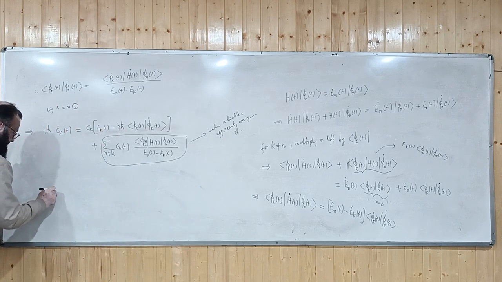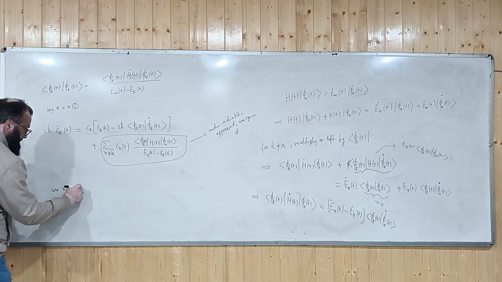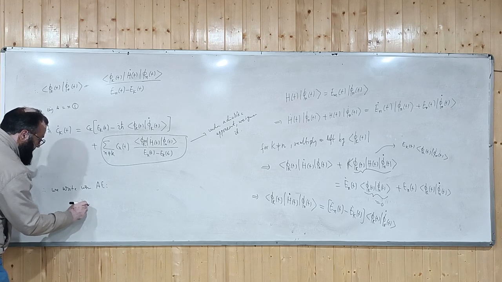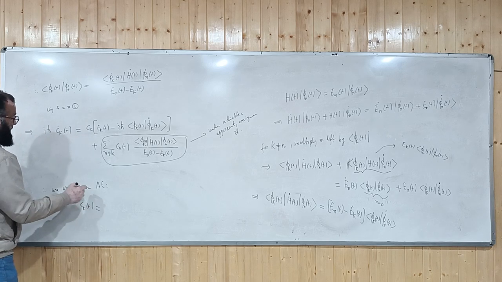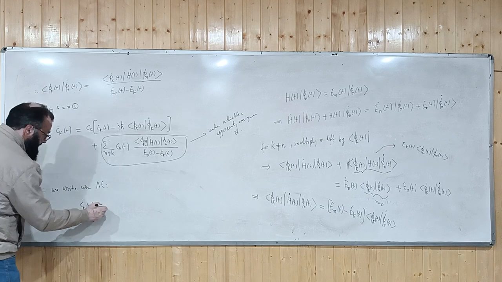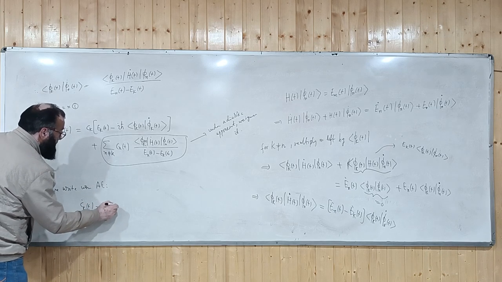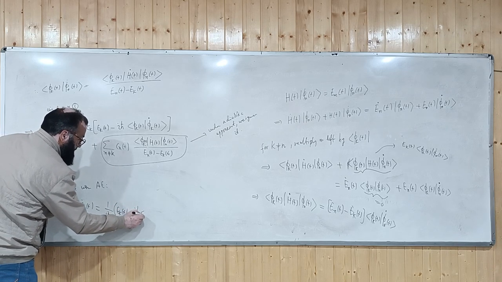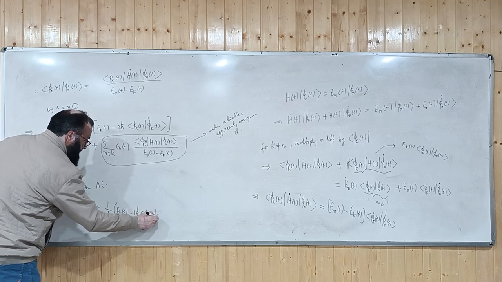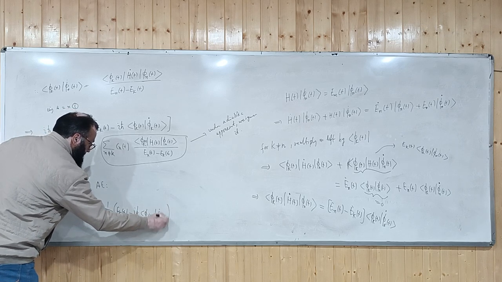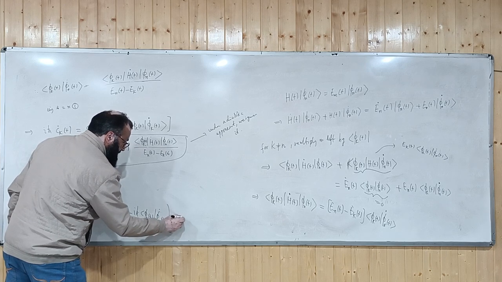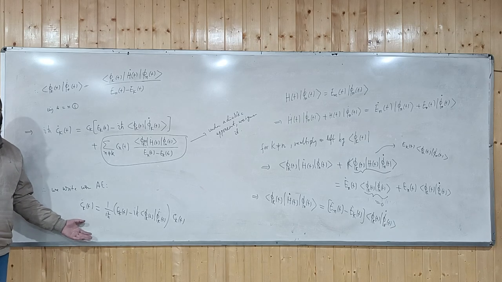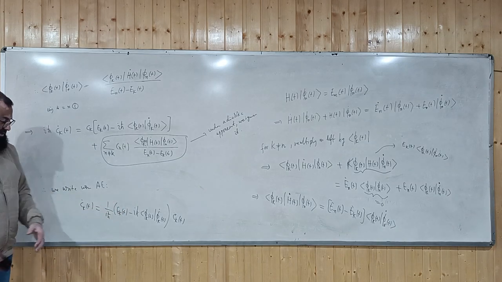So therefore we get, under adiabatic evolution, this ċ_k(t) is equal to (1 by iħ) times E_k(t) minus iħ φ_k(t) φ̇_k(t), times c_k. So this is the first order differential equation, a simple differential equation. So the solution is exponential, okay?